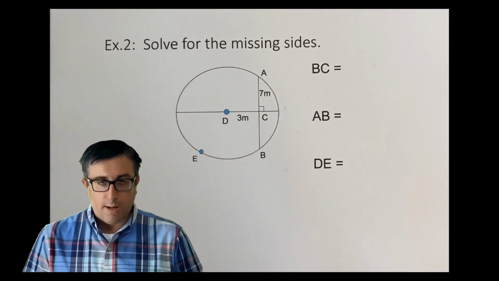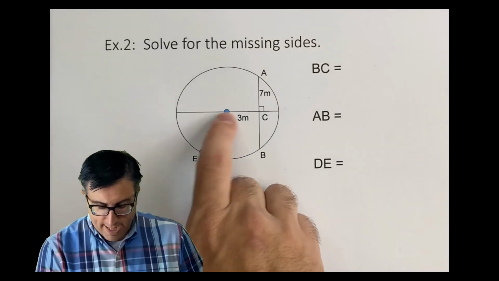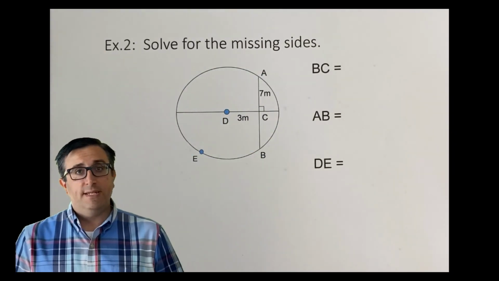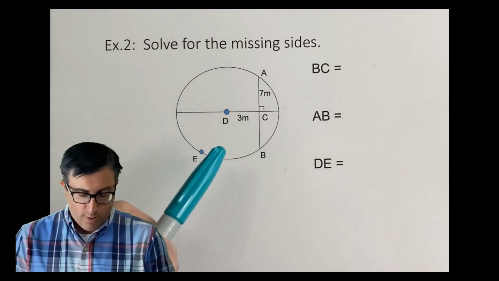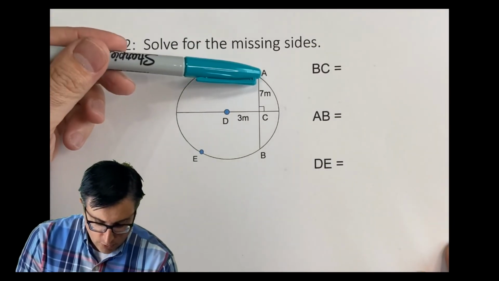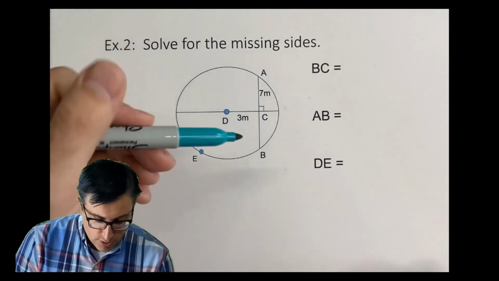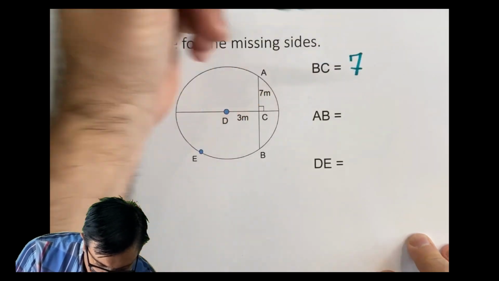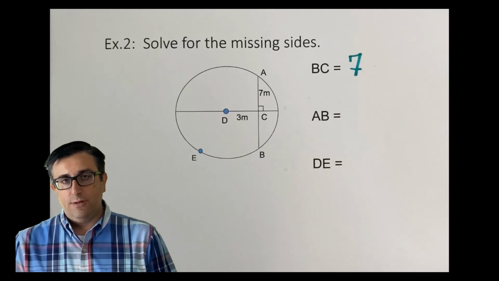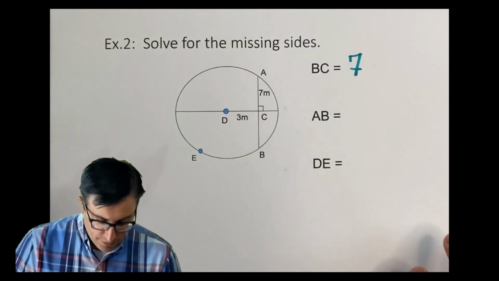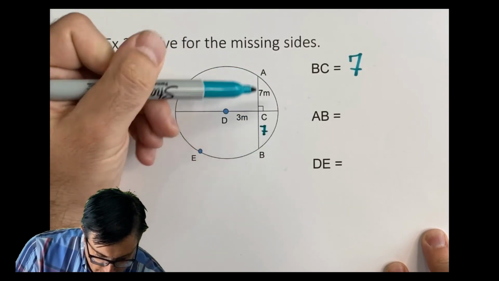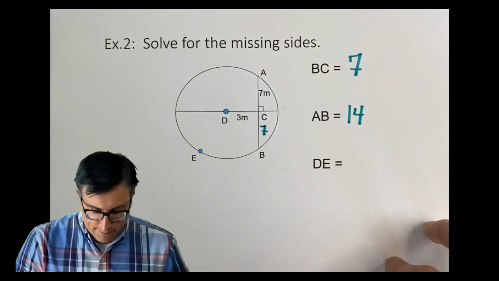In this, we want to find a couple, again, missing pieces. Now, we have a diameter, and that diameter is cutting a chord by a right angle. When we have a diameter and a chord, and when they are perpendicular to each other, that chord gets cut into 2 equal pieces. So if this AC was 7, that also means that CB is also 7. Again, when they're perpendicular to each other, the chord gets cut into 2 pieces. AB is the entire chord, so that's 7 and 7, which makes 14.